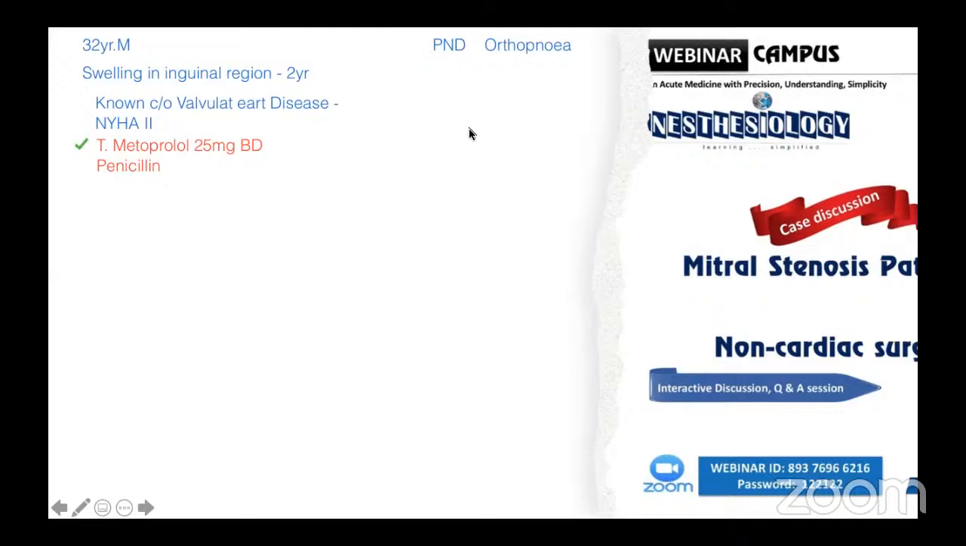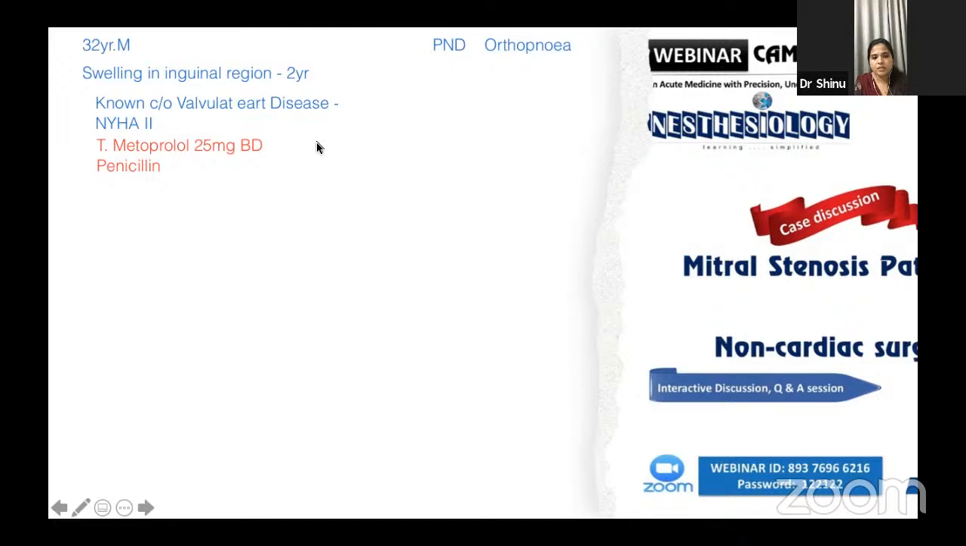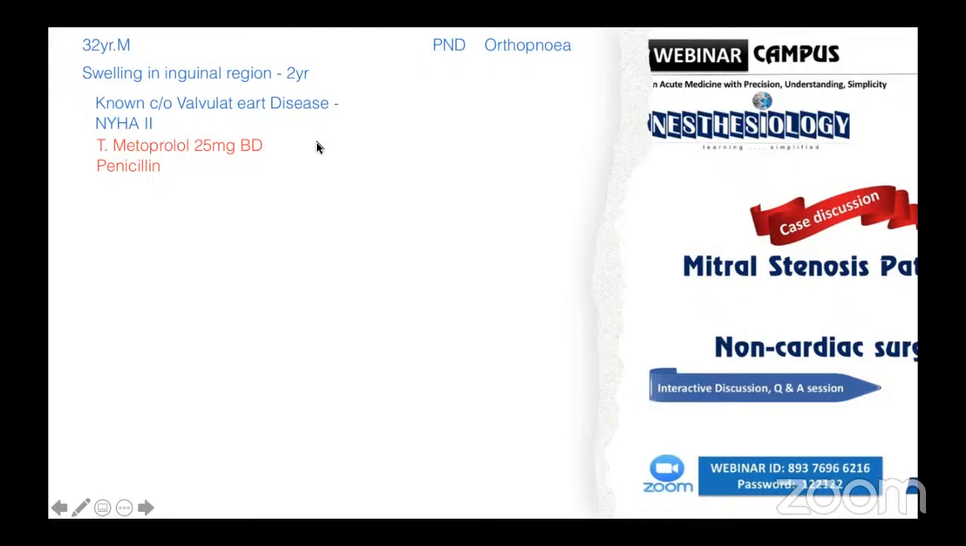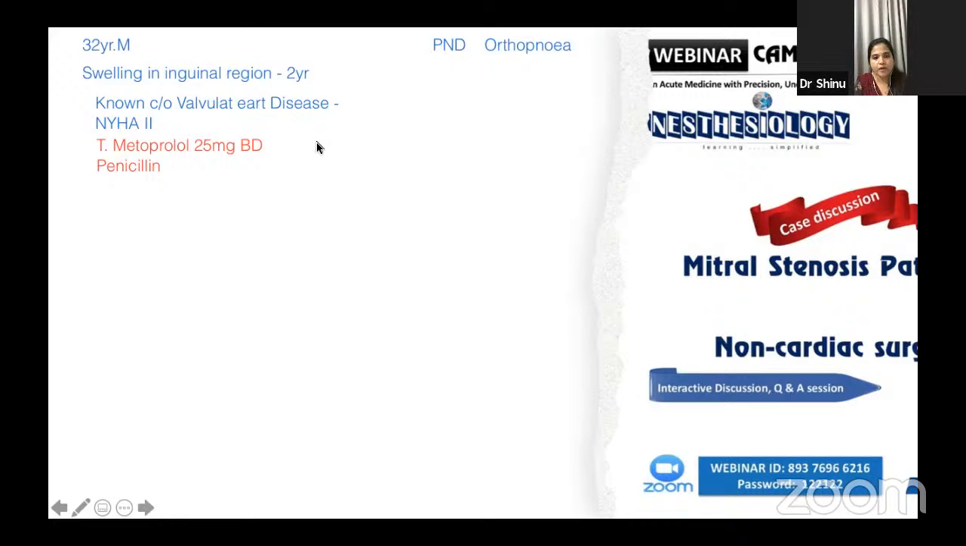Okay. So, in a rheumatic heart disease patient, what else drug can be given? In a rheumatic patient, ma'am, secondary prophylaxis for rheumatic fever can be given. The patient is already on penicillin. Apart from that, we can give a diuretic if the patient has any congestive cardiac failure or any history of congestive cardiac failure.